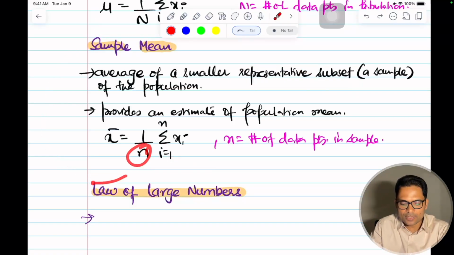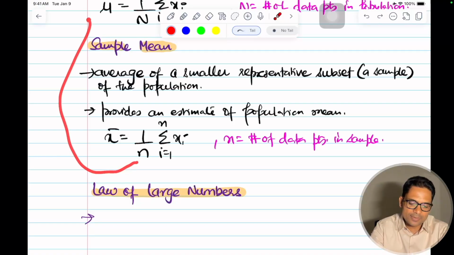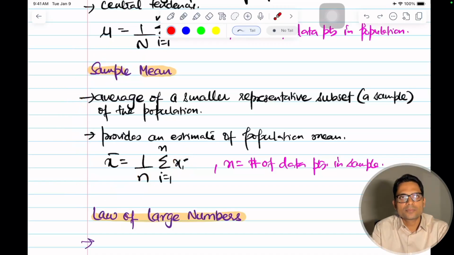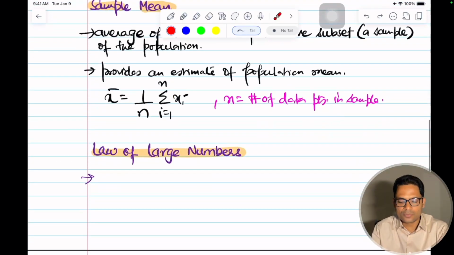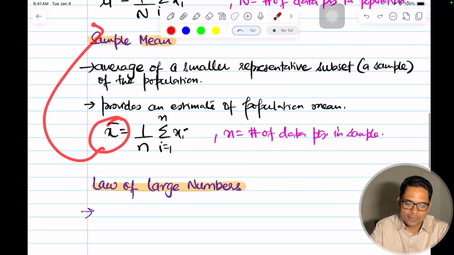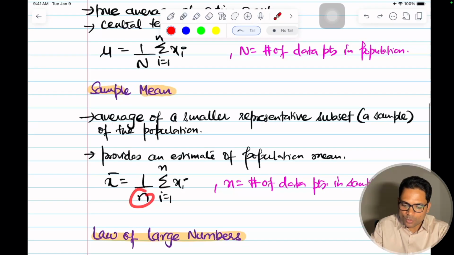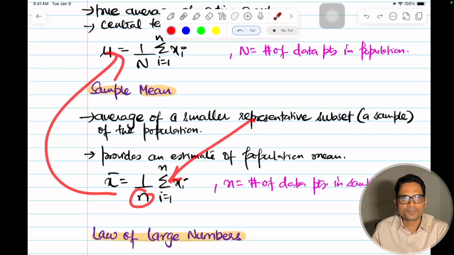If I collect all the data points from the population, as n tends to infinity, all these data points will become the population. This n will tend to this capital N, and my sample mean will become my population mean. This is what my law of large numbers says: this is a small representative set, and if n is very, very large.